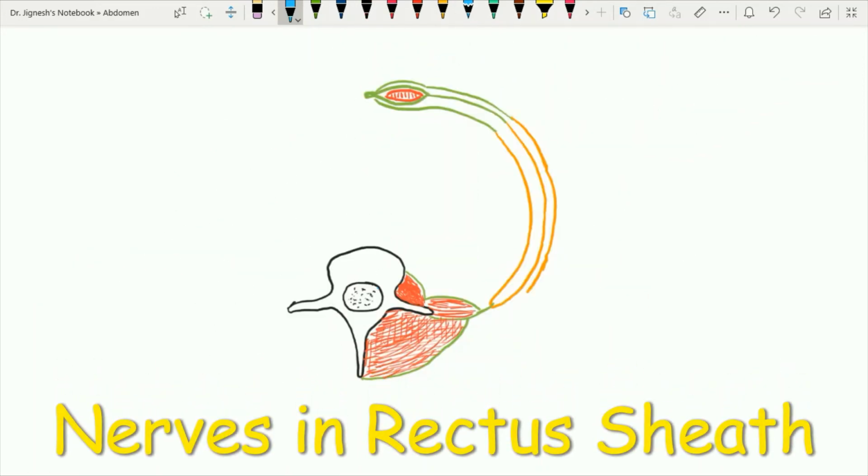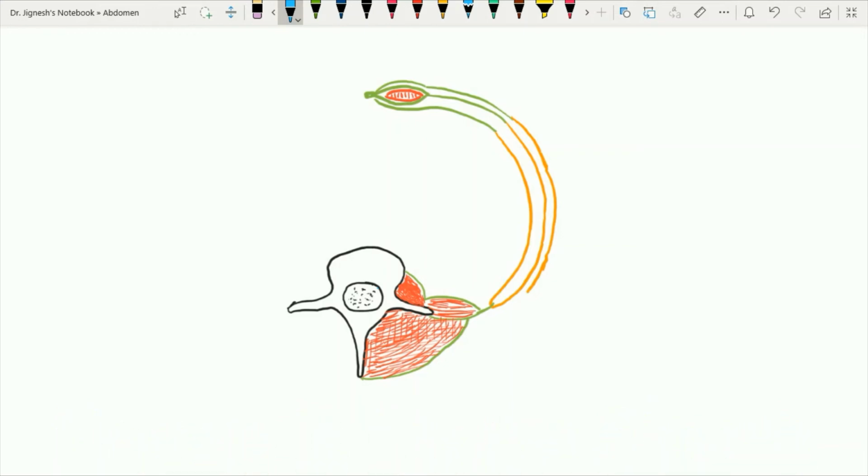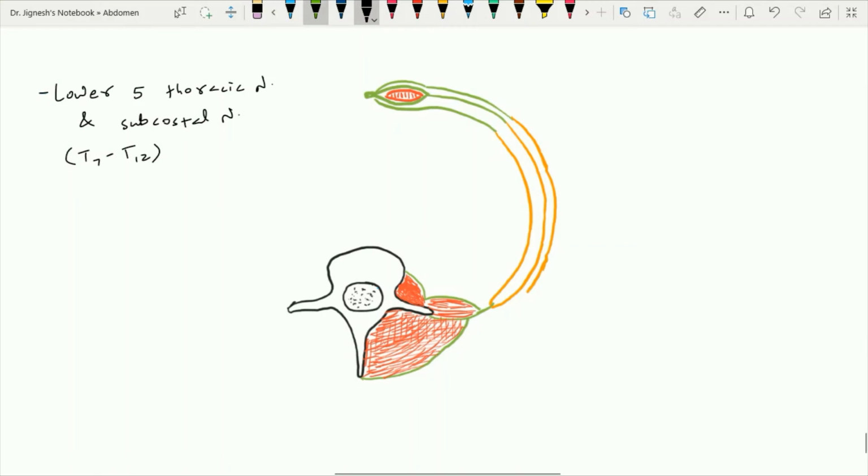Now let's see the nerves which are present within the rectus sheath. The lower 5 thoracic nerves and the 12th thoracic nerve, that is the subcostal nerve, are the contents of the rectus sheath. So we can say that T7 to T12 spinal nerves are present within the rectus sheath. Now let's see the course of these nerves, how they approach the rectus sheath.